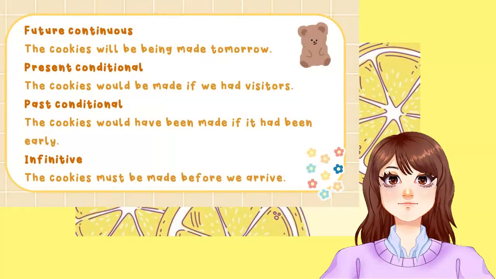The future continuous, the cookies will be being made tomorrow. The present conditional, the cookies would be made if we had visitors. The past conditional, the cookies would have been made if it had been early. The infinitive, the cookies must be made before we arrive.